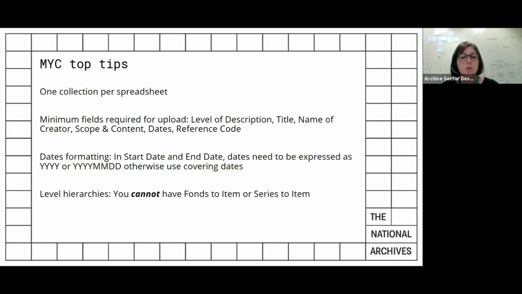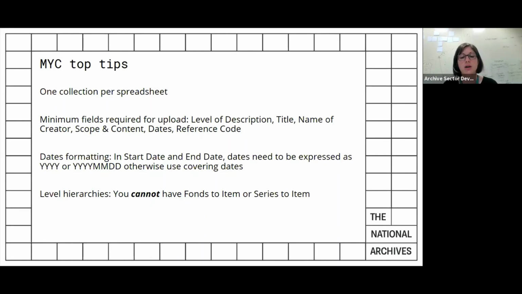We're also quite strict on the ISAD(G) hierarchy, so you can't skip levels in Manage Your Collections. You can't go from fonds to item or series to item. It does need to be fonds, series, file, item. You can go from fonds to file though, and it's just worth bearing in mind that these labels are just purely labels for Manage Your Collections.